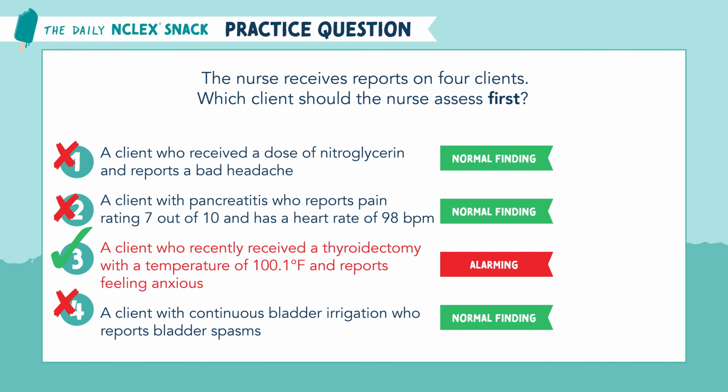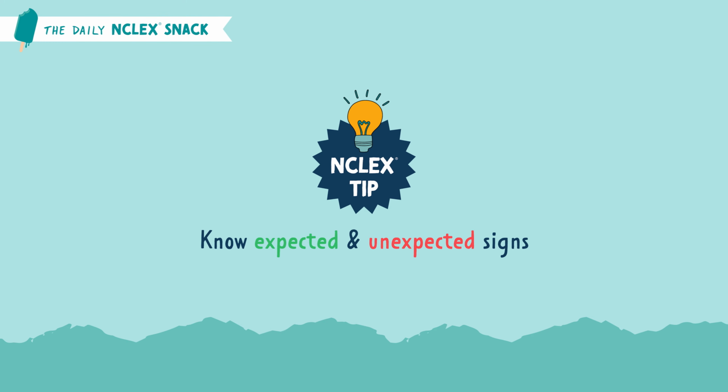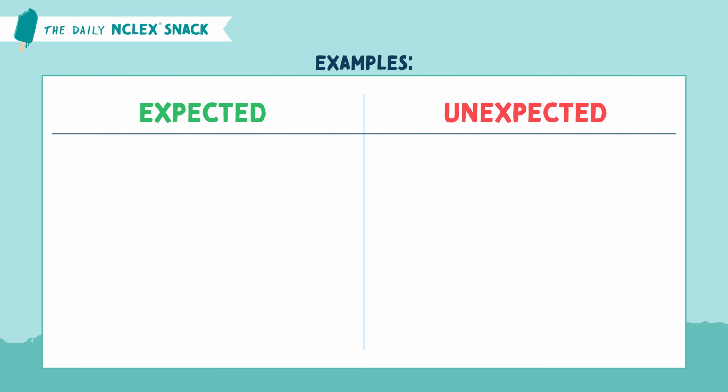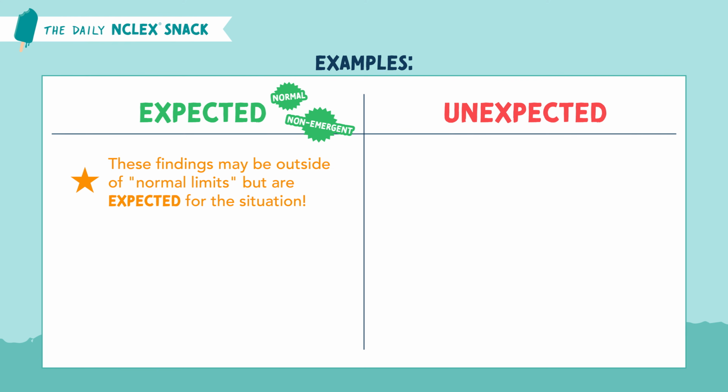The nurse should assess the client who appears to be having a thyroid storm first because they're in the most danger. An NCLEX tip for answering priority questions like this is to figure out the expected and unexpected findings in the answer options. Now, if they are expected findings, we think normal and non-emergent. But note, these findings may be outside normal limits, but are expected for the situation.